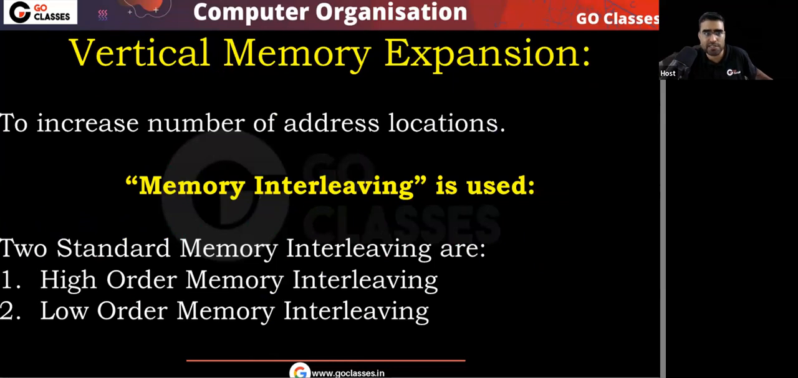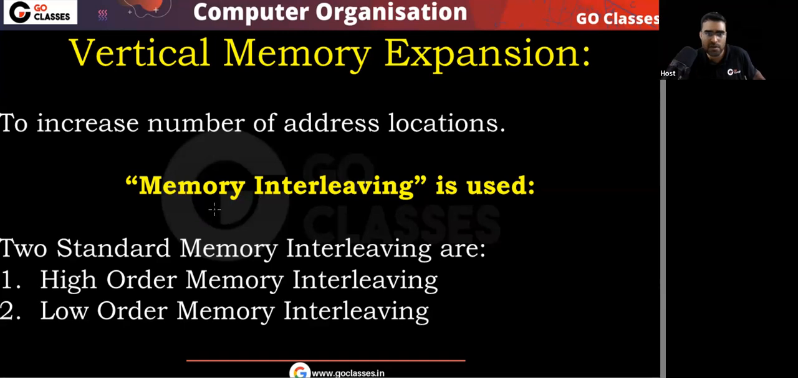Now let's see vertical memory expansion. This is interesting. Remember, in the GATE exam, many questions have come on this vertical memory expansion, and many good questions can be created. What is vertical memory expansion? Basically, you are increasing the number of address locations, which means you are increasing the number of words.